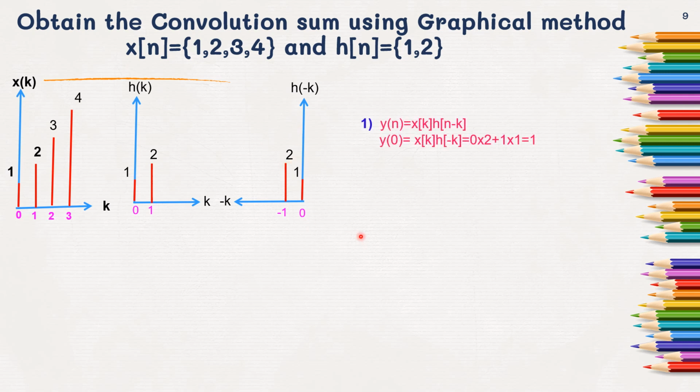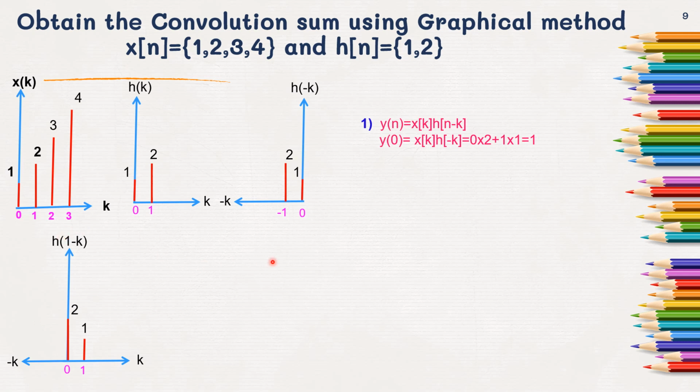Next, I have shown you a calculation. I'll come back to the calculation later. Now what I'm doing is I'm obtaining h of 1 minus k. How am I getting h of 1 minus k? What I am going to do is shift h of minus k to the right by 1 place. You get this, okay? Right.